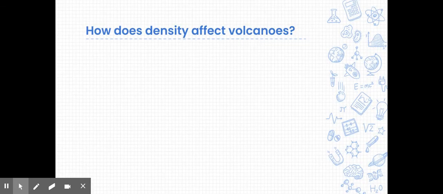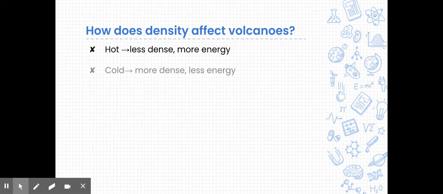Density even affects volcanoes. So we've learned that something hot is less dense, has more energy, right? Temperature basically tells you how much energy something has. So the sun, which is ridiculously hot, has a lot of energy versus something that's really cold, which has very little energy. Okay, so if something's hot, it's less dense, has more energy. If it's cold, it's more dense, less energy.